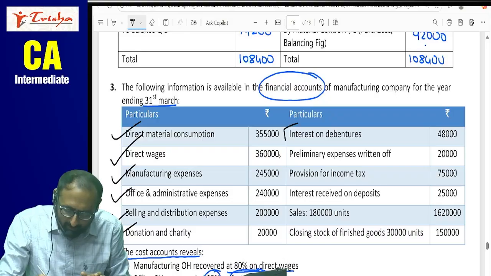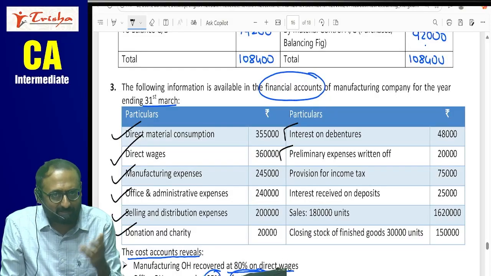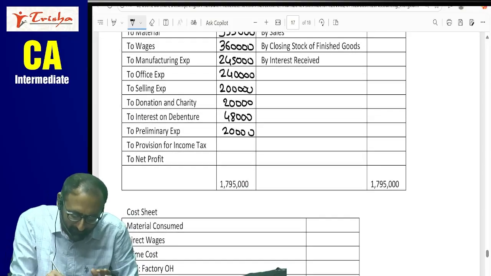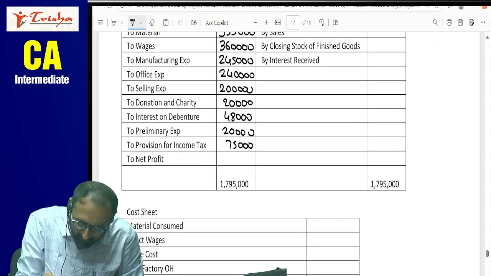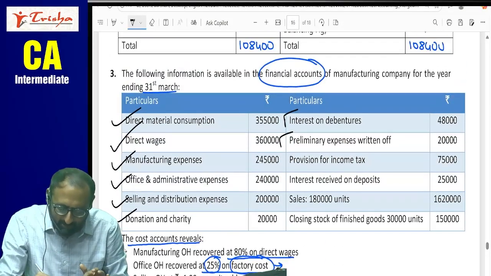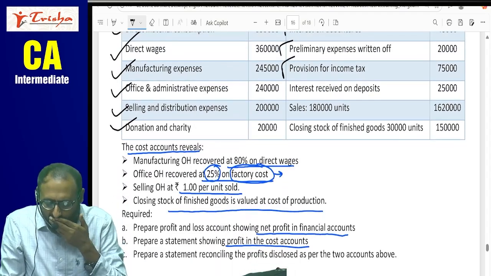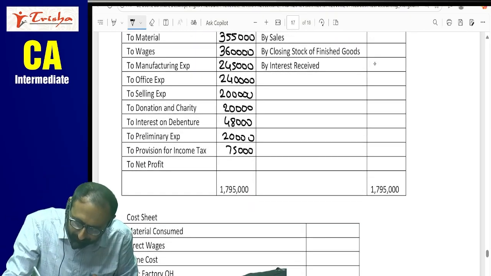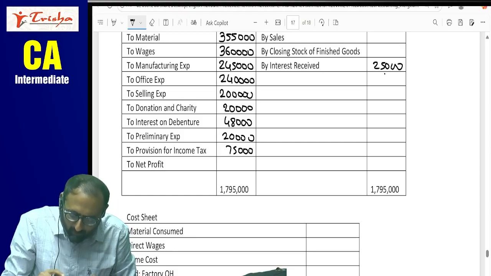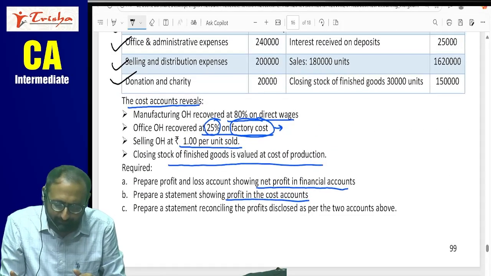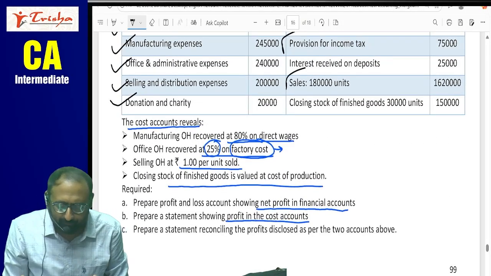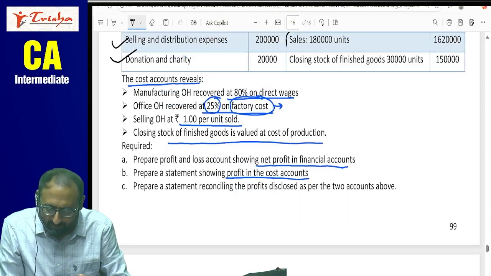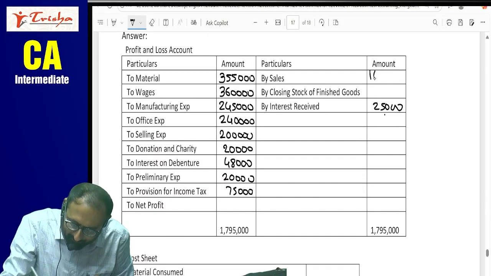Next one. Sir, the provision for income tax. Debit side, sir, this is an expenditure in finance, 75,000 provision for income tax. All the reserve and provision will be written onto the debit side. Next one. Interest received. Interest received will be written onto the credit side, 25,000. By interest received 25,000. Sale is given, 1,80,000 units sold, 16,20,000. So 16,20,000 is your sales.